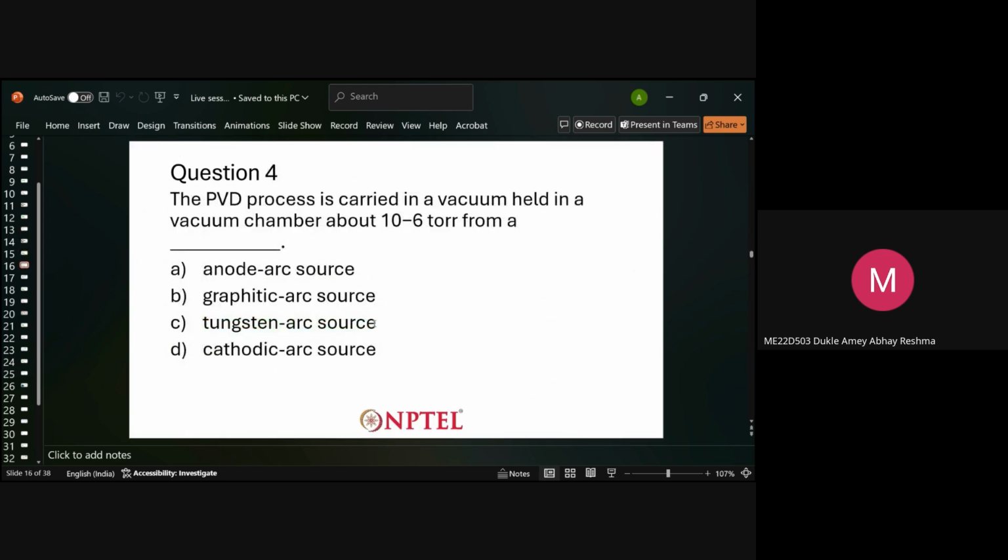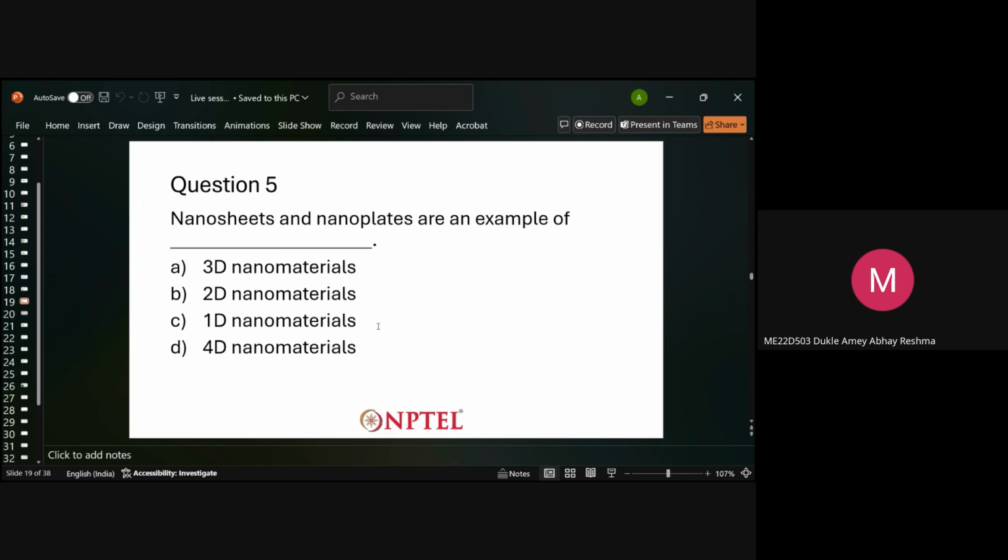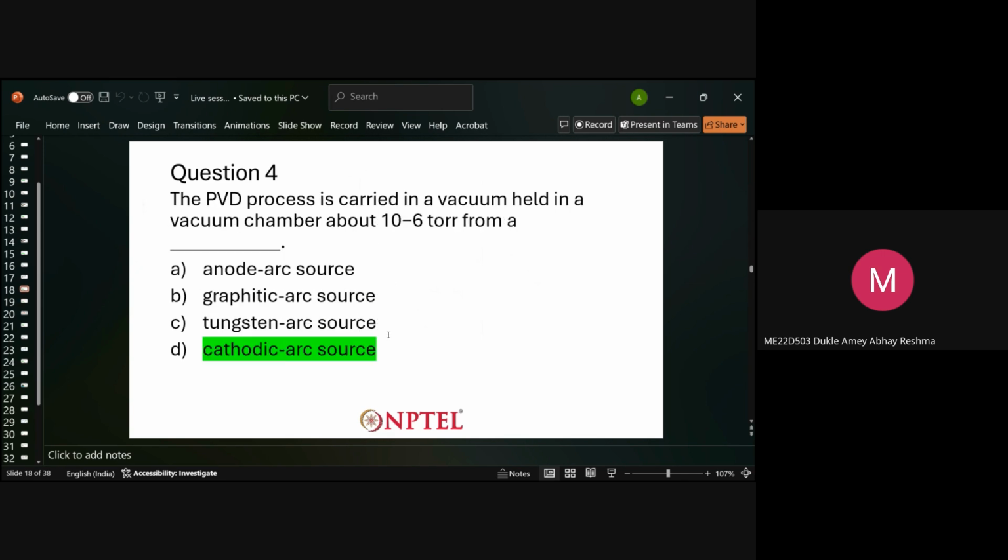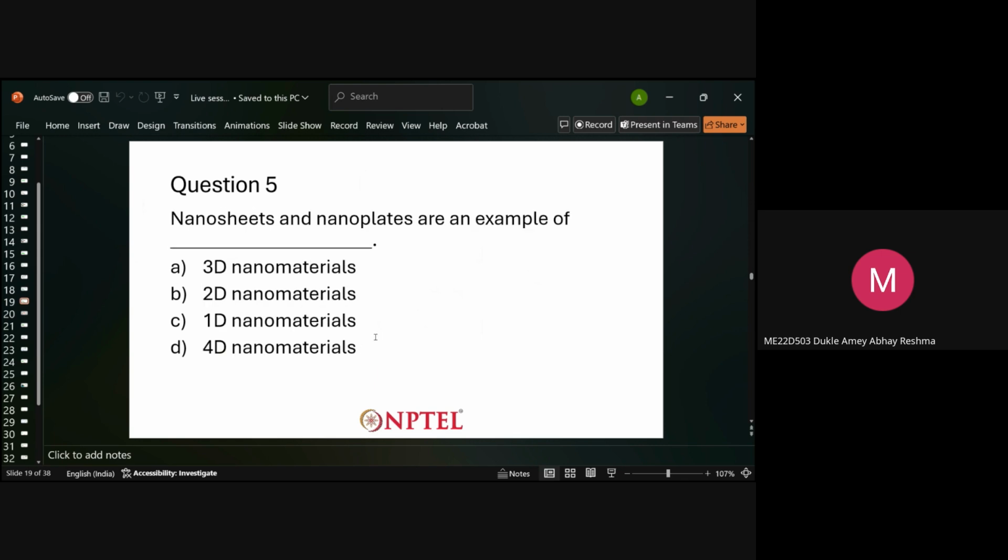So the fourth question, basically, PVD process is carried out in a vacuum, held in a vacuum chamber of about 10 raised to minus 6 torr, from a dash source. So anode arc source, graphitic arc source, tungsten arc source, cathodic arc source. The answer is cathodic arc source, because this is basically an information based question. There is no logic in it.